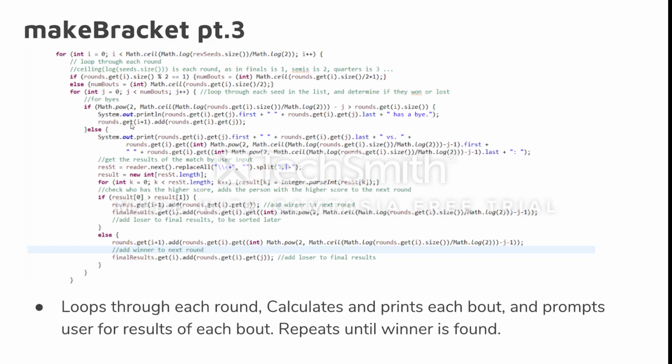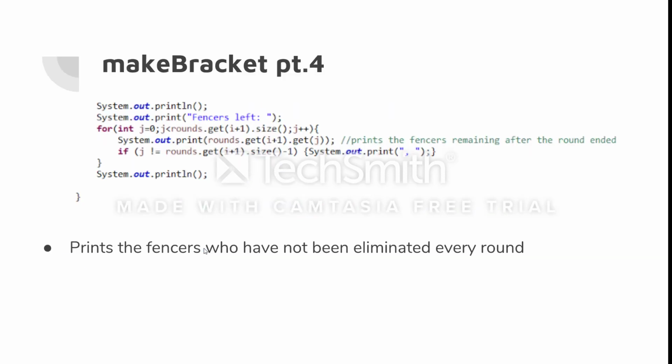And if they're not given a bye, then it prompts the user to fence and check the score, and all of the fencer variables are updated and they're added to the next round. The loser is added to the final results, and the final results is an array list which will be sorted later. This part of the method will print all the remaining fencers after a round, so all the losers are knocked off and all the winners proceed.